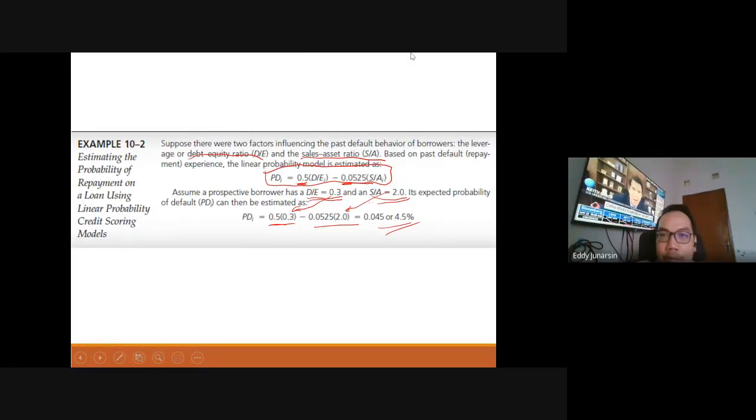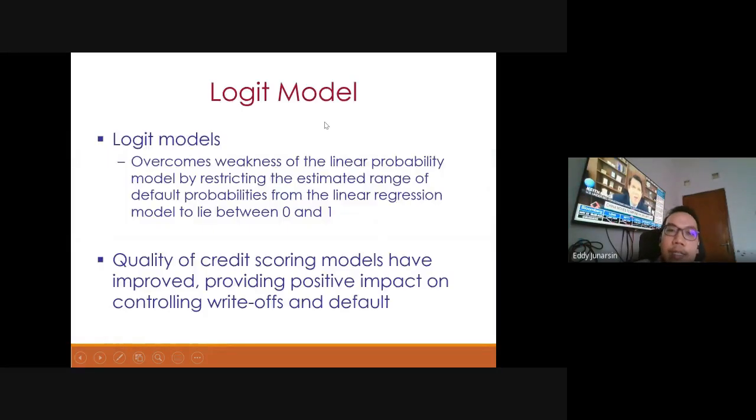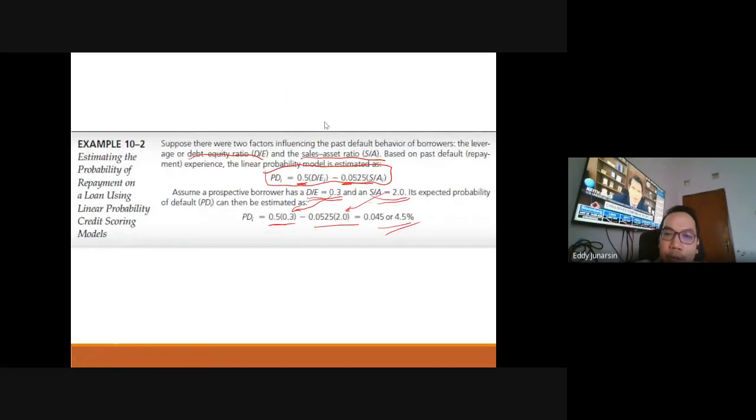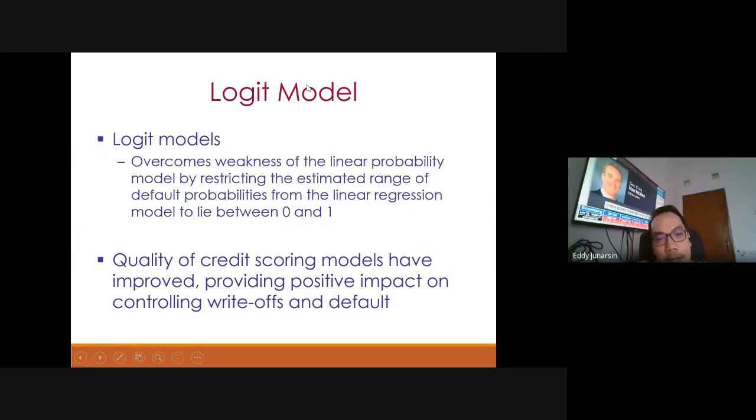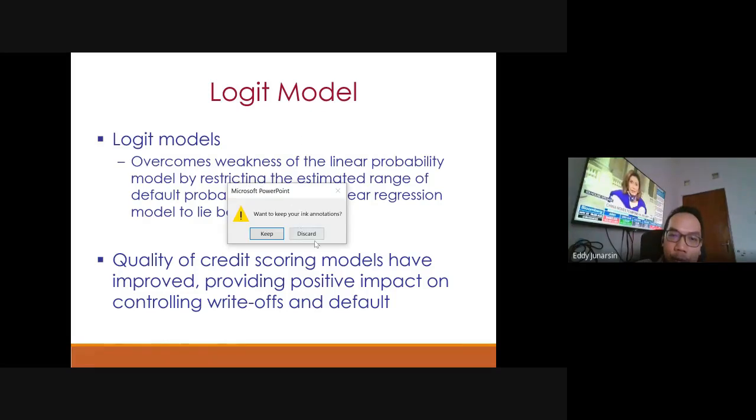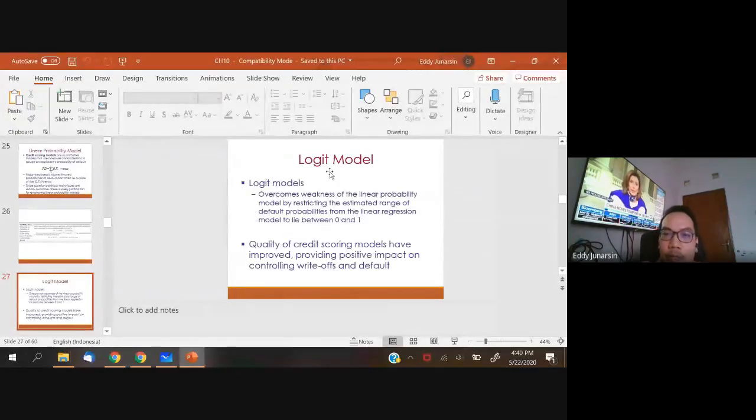Okay, quite familiar with your statistics course. So this simple regression model unfortunately has a major weakness, because it's actually not purported for the probability type of model. That's why this model was then improved by the Logit model. The Logit model is still a regression model, but it is specialized for a binary dependent variable.